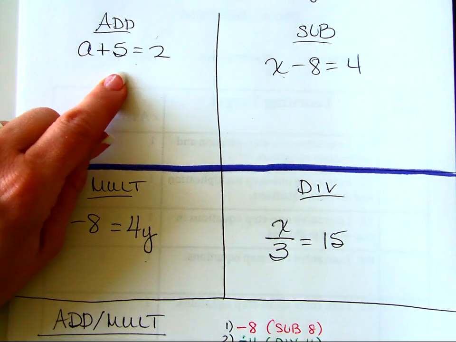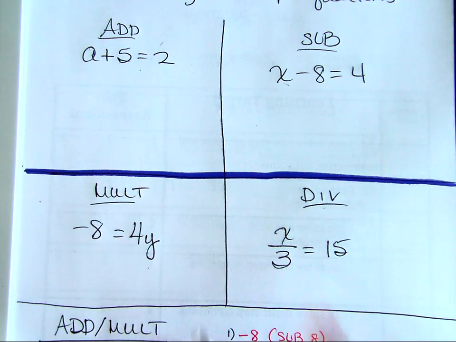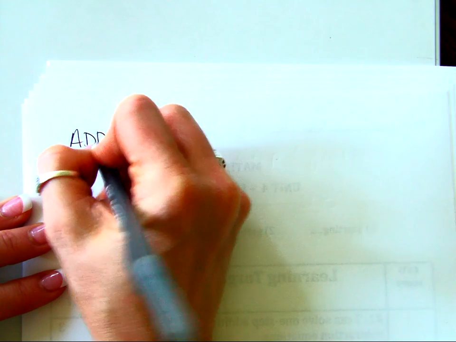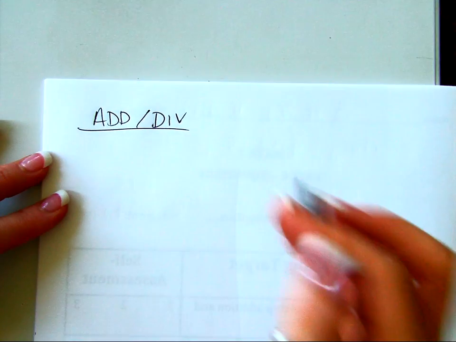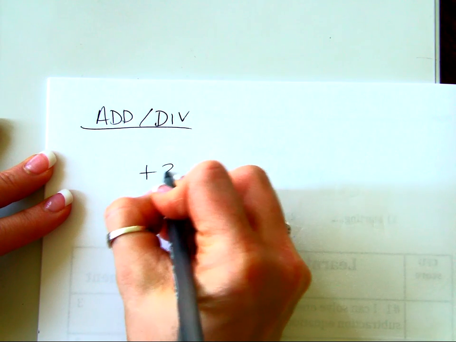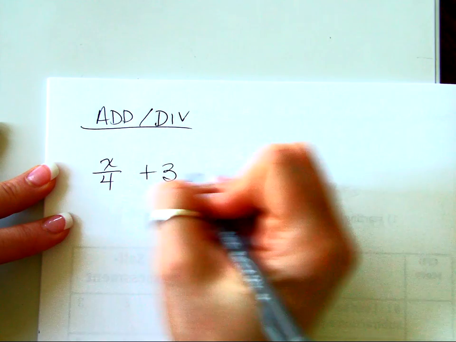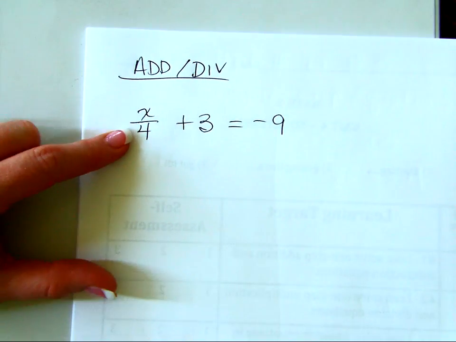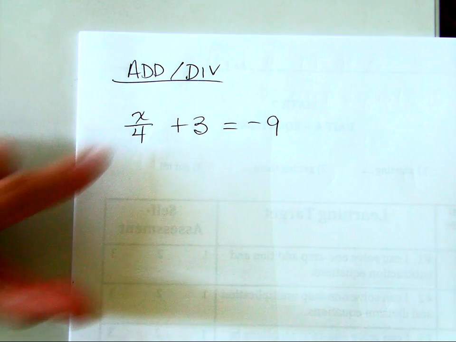Let's create this pasta bowl. Let's do an addition with a division. Okay? So let's see what that looks like. Ready? So here is an addition with a division this time. So let's take our plus 3 and make it x over 4. Plus 3 equals negative 9. I want you to see the difference. Before, it was 4x. Now it's x over 4.